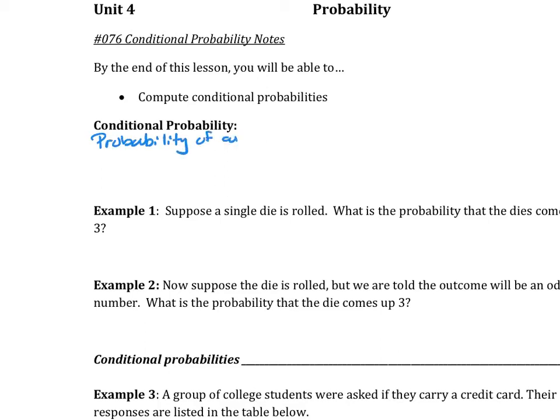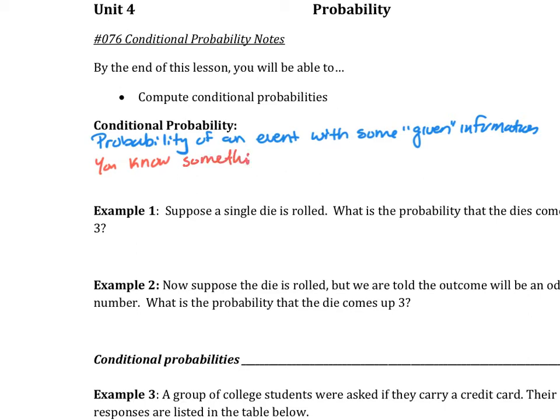Probability of an event with some given information. So you know something for sure about the outcome. So there's a couple phrasings that can be used to denote this given information.